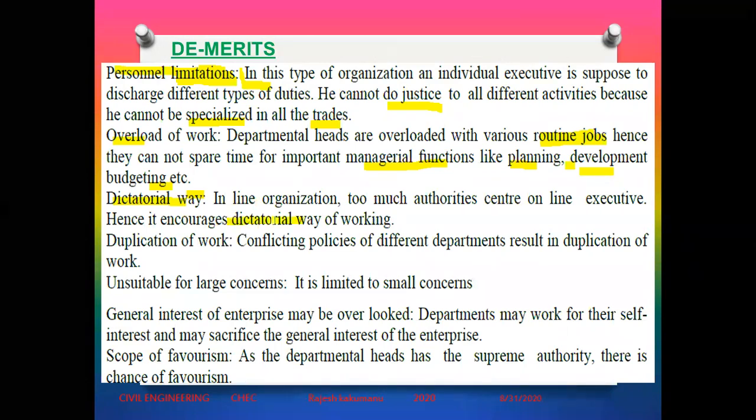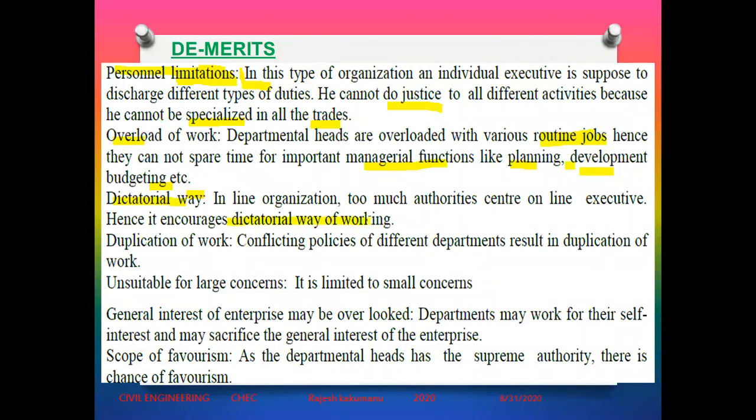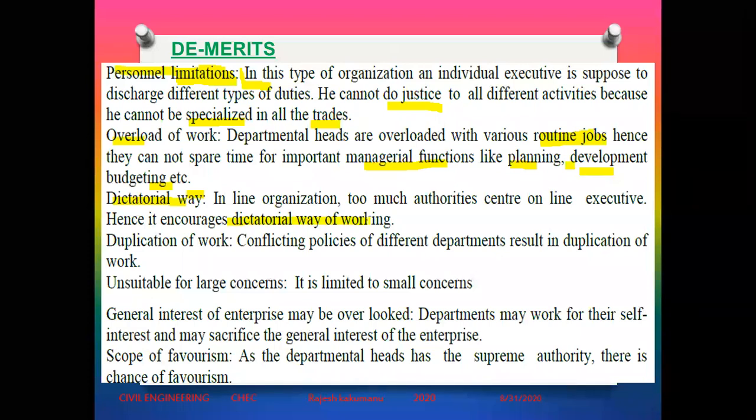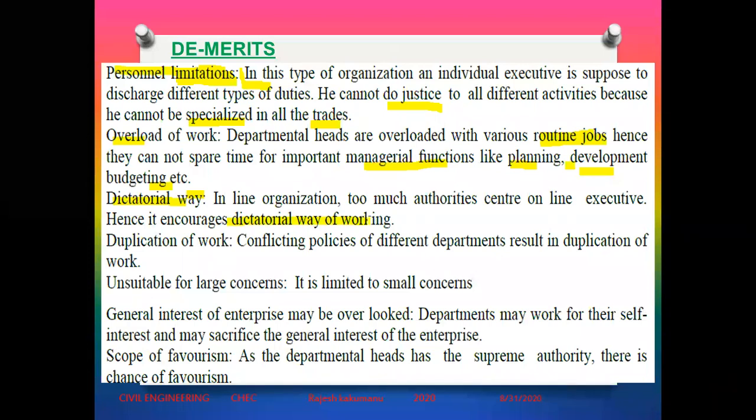It means you are following the dictator type of things in the line organization. So there is no creativity, there is no enhancement, there is no recognition, there is nothing. Only do the job, go home, do the job, go home. Like this type of way you are seeing in the line organization.